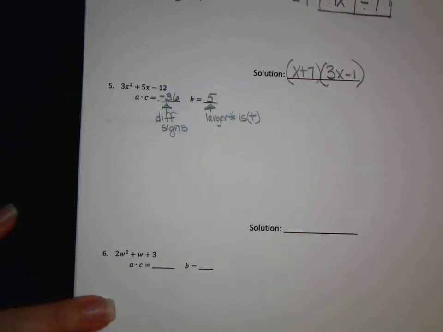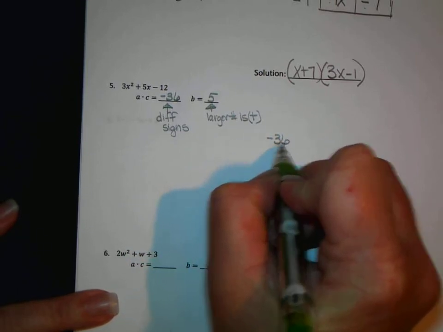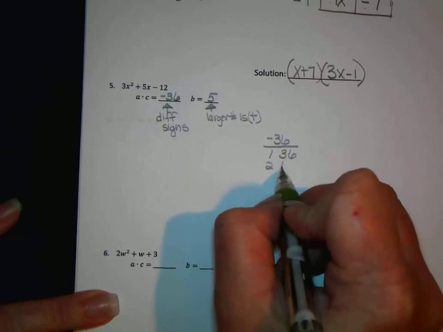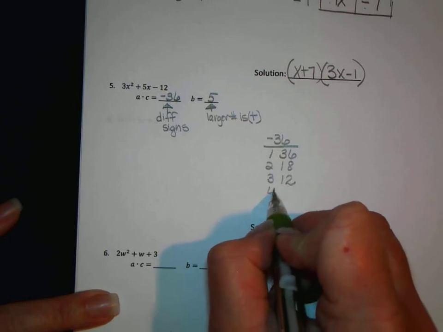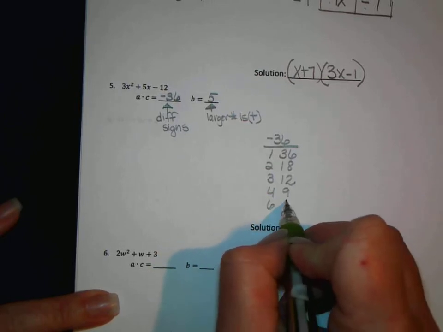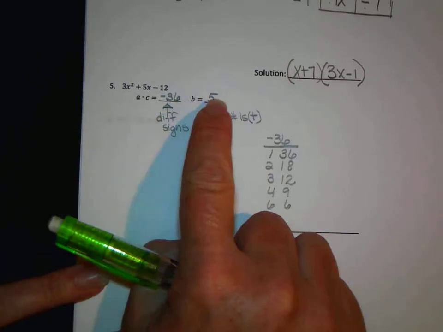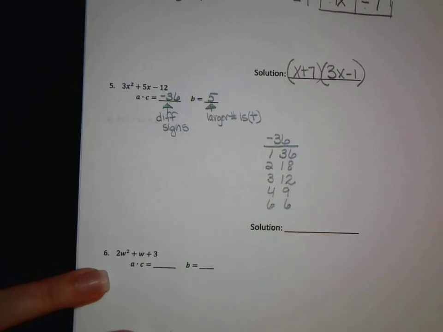All right, so we're going to list out our factors of negative 36. So what are the factors of 36? 1 and 36, 2 and 18, 3 and 12, 4 and 9, 6 and 6. Well, guys, if you already know what two numbers multiply together to give you negative 36 and add to give you 5, there's no need to do this. Okay? I'm just showing you the longer version on how to do it for those of you who need it.